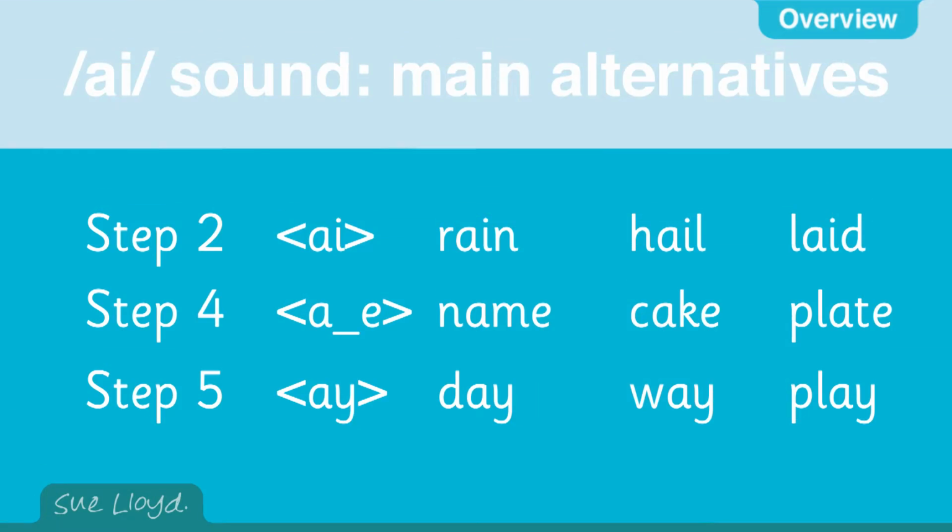For example, let's look at the ay sound. Now, here are 3 common ways of spelling it, and they are taught in steps 2 to 5. The first one is the ai, as in rain, hail, and laid, and that comes in step 2. Then there's the a hop over e, which is sometimes known as magic e or a split digraph, and it comes in words like name, cake, and plate in step 4. And then there's the ay in step 5 for words like day, way, and play.